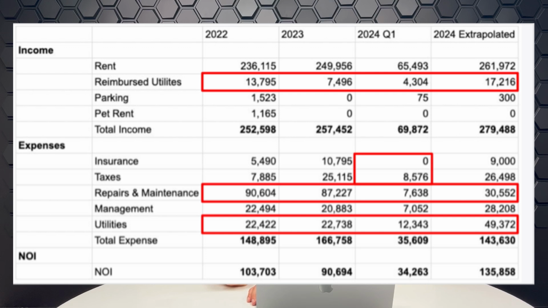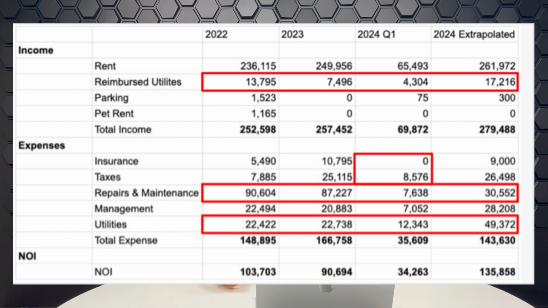So as you guys see on this sheet, I highlighted a few things that really stood out to me. The first one was reimbursed utilities. In 2022, they had almost $14,000 of reimbursement for utilities, and that number went down in 2023 and down in 2024. I'm not sure what's going on there, but it does not align with the OM, and it's way off from what they were saying. Next thing you want to look at is insurance.